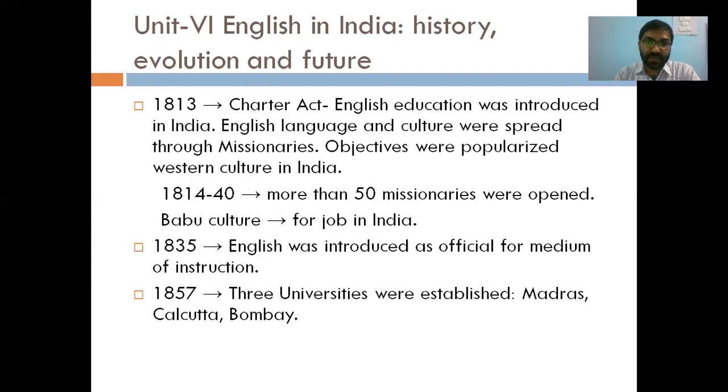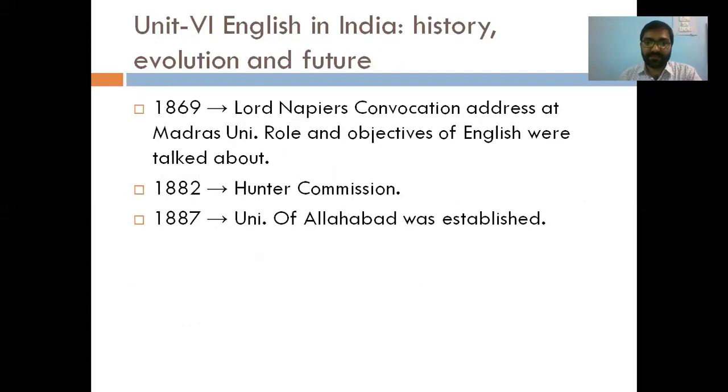In colleges, universities, and schools, in 1835 English was accepted as the official language of the medium of instruction. In 1857, as I told you, three universities were established: Madras University, Calcutta University, and Bombay University.